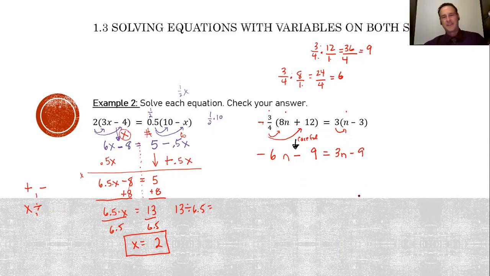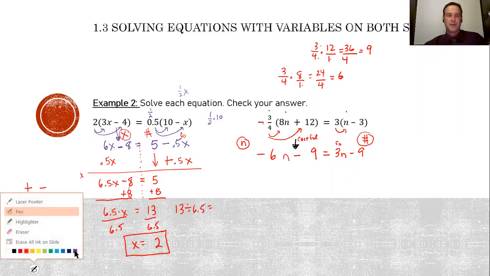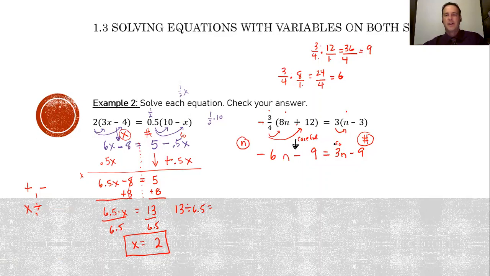And like before, I have to commit. I have to decide which side I want my x's on, or in this case, my n's. And if there's no real preference, I'm going to put it on the left side. And I'm just going to put the numbers over here. Those are called constants again. And so what that means is this thing has got to go. I cannot have a subtract 3 in there.